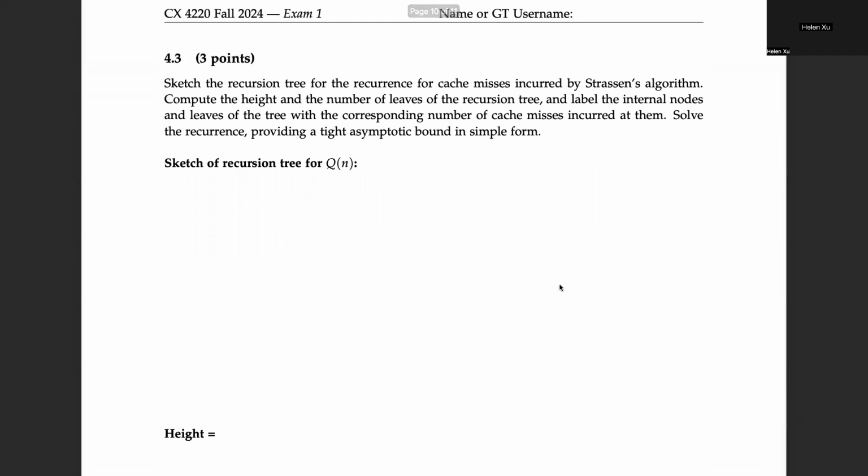Okay. So sketch the recursion tree. Give the height and the number of leaves. Okay. So we start with Q of n. And then we have 7, and then each of these is Q of n over 2.